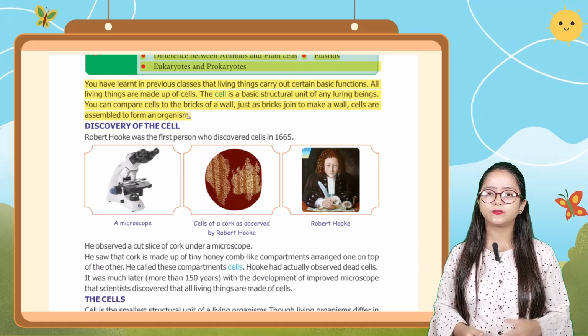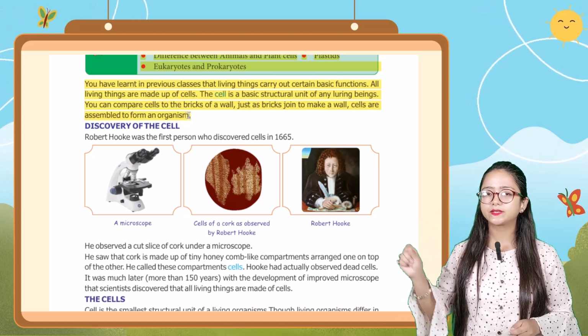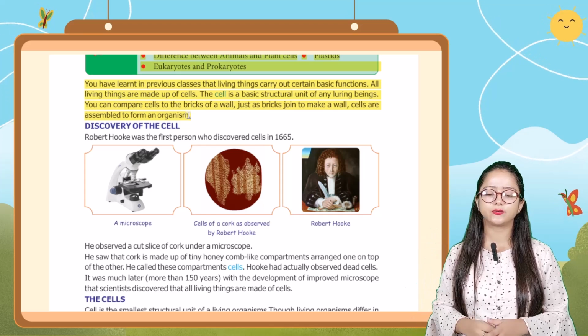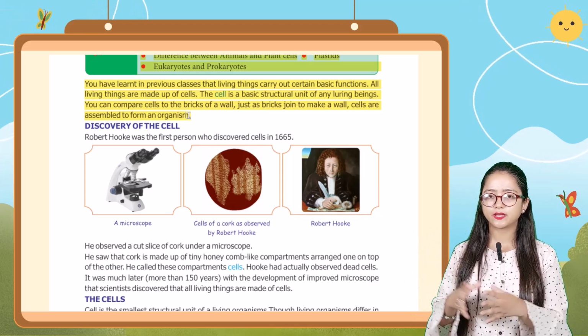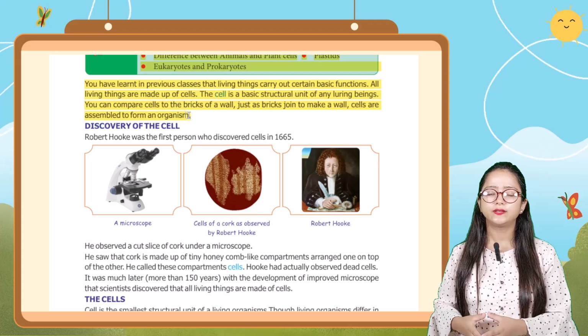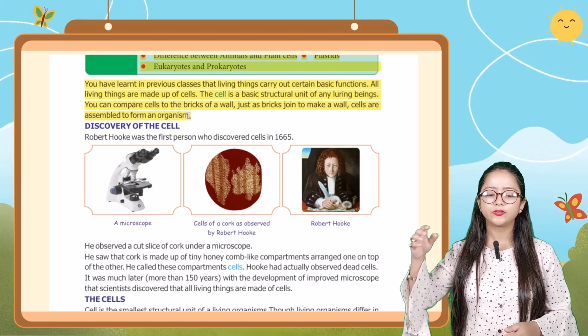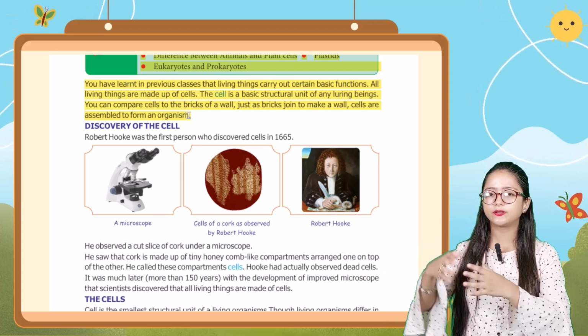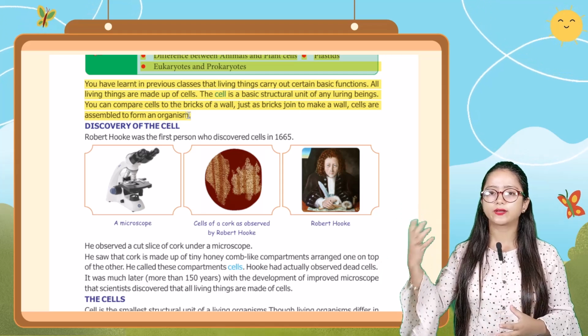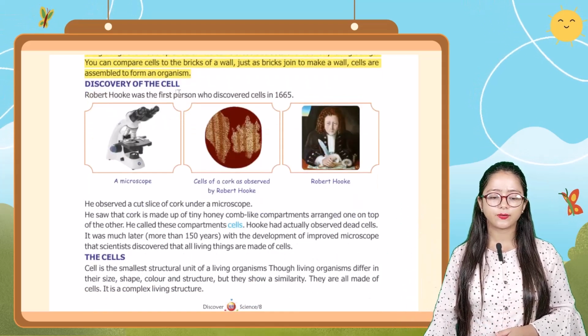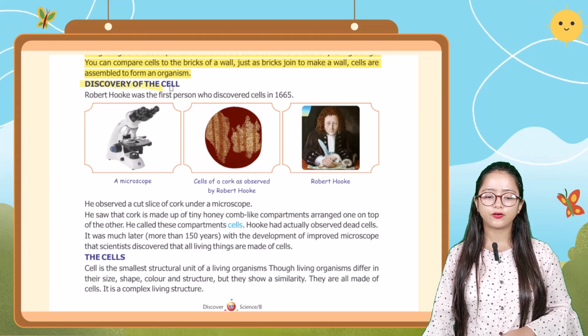So basically, what is a cell? Cell is a basic structural unit, just like the bricks. Just like the bricks are important to make a wall, that's how the cells are also important, and when they are assembled, they form an organism. Okay, let's talk about the discovery of the cell.